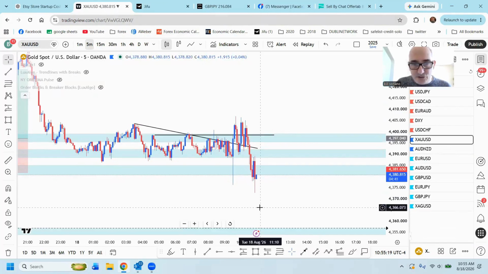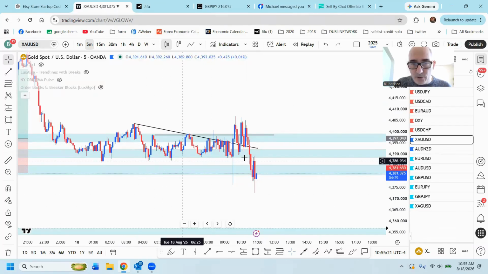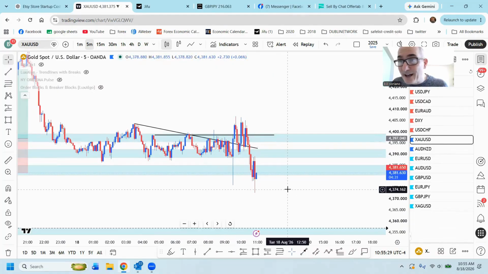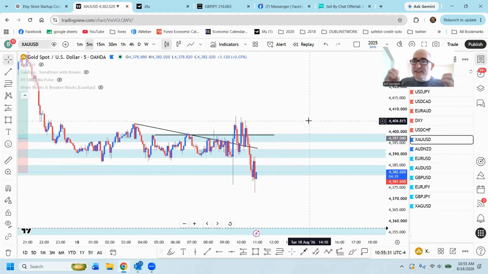Gold decided to just drop down. So my stop loss would have been right in this area here. Even if I would have covered this wick, which I would not have, I still would have got stopped out. So the quantum scanner will sometimes keep you out of a bad trade.